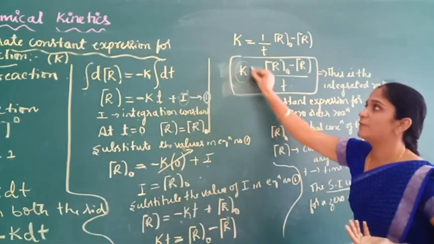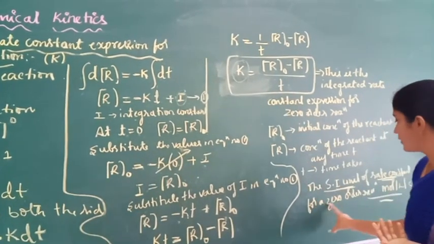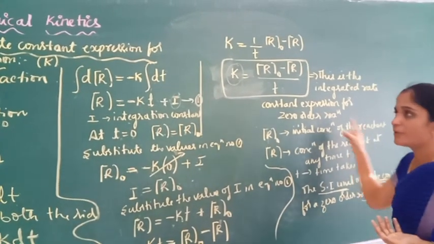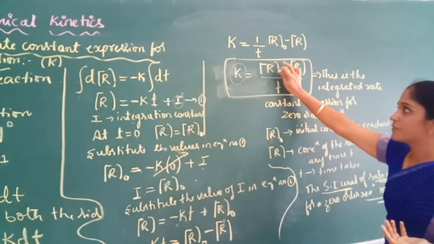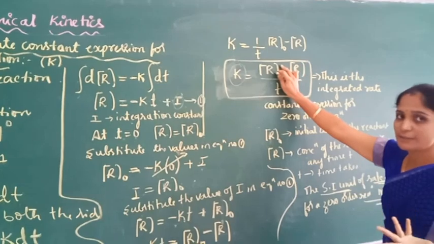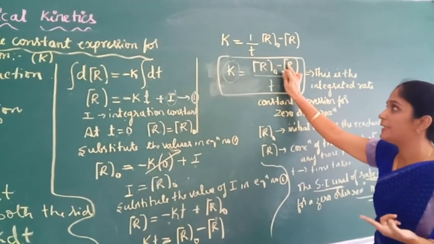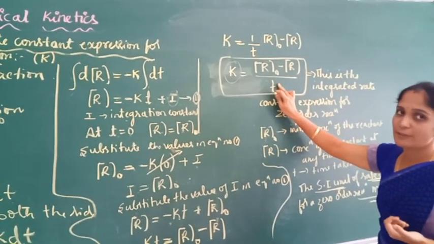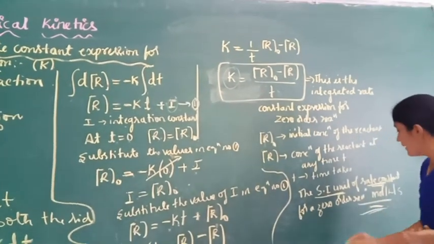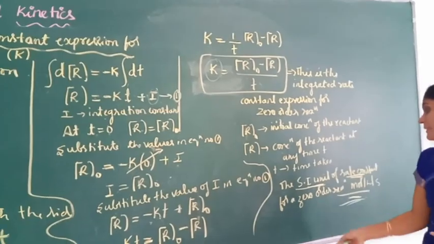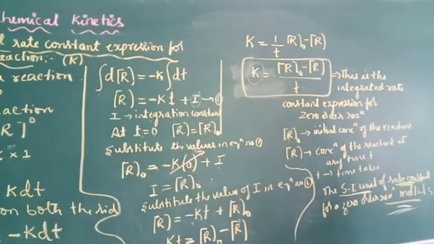So the SI unit of rate constant for a zero order reaction is mole per liter per second, because rate constant is equal to concentration divided by time. For concentration, concentrations are expressed in terms of mole per liter, and the SI unit of time is second, therefore mole per liter per second. So this is the SI unit of rate constant for a zero order reaction.